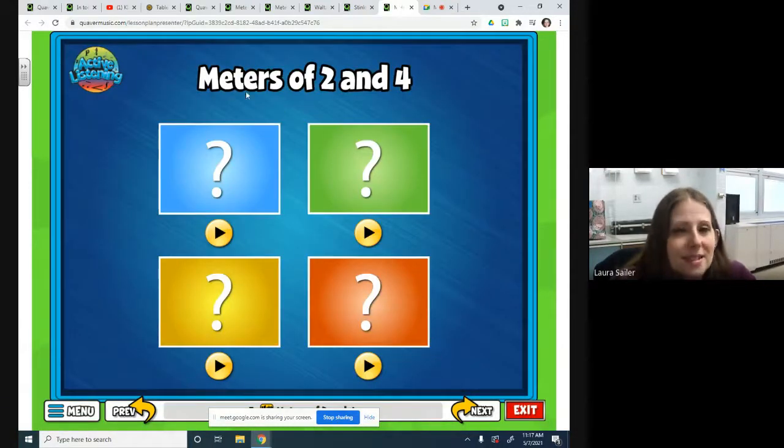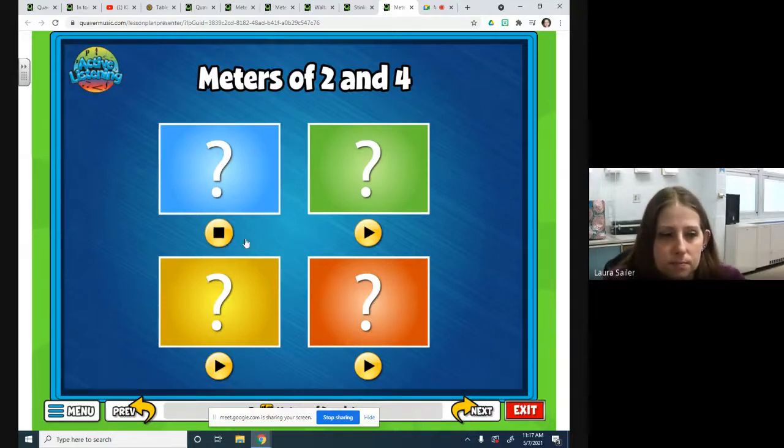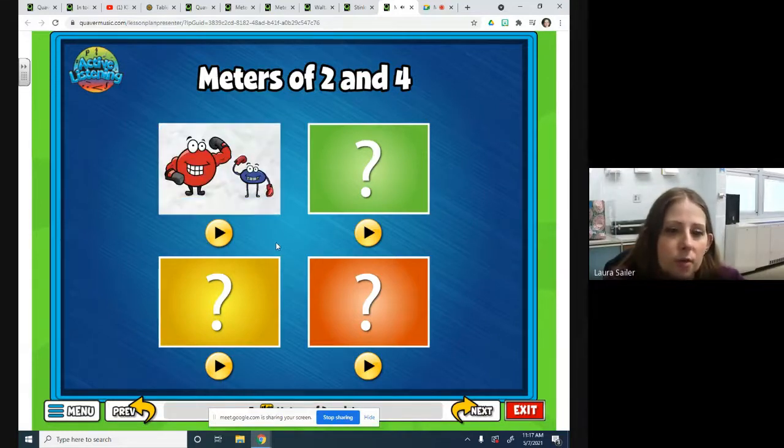Here is a quiz to see how well you know your meters of 2 and 4. So you listen. Listen for the patterns of strong and weak, and then guess. And once you guess, you can then click here to reveal if you're right. And it'll show the strong and weak beat pattern. Okay, so that is the meter of 2 because meter of 2 has a strong, weak pattern.